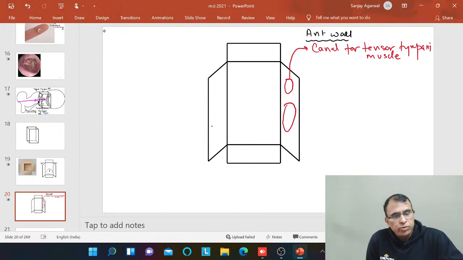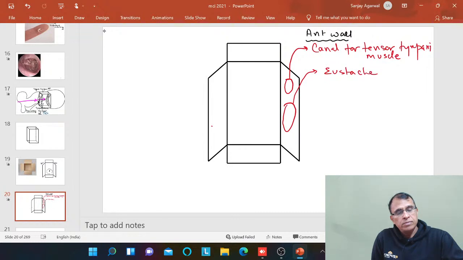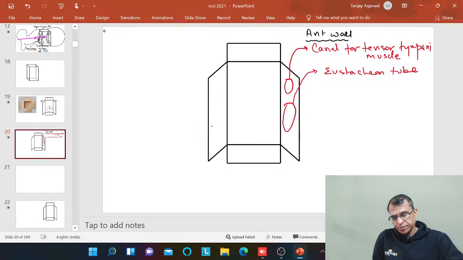This is the only thing you have to know about this canal, its name, and the fact that it is on the anterior wall. But from the name, you can understand that a muscle is coming through this, right? A muscle comes through this, and the muscle is called tensor tympani muscle. And this larger opening is the Eustachian tube opening.